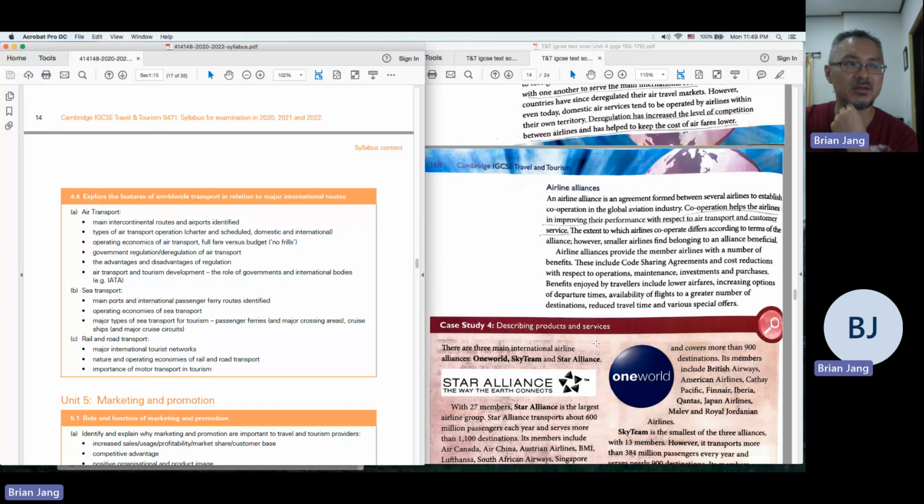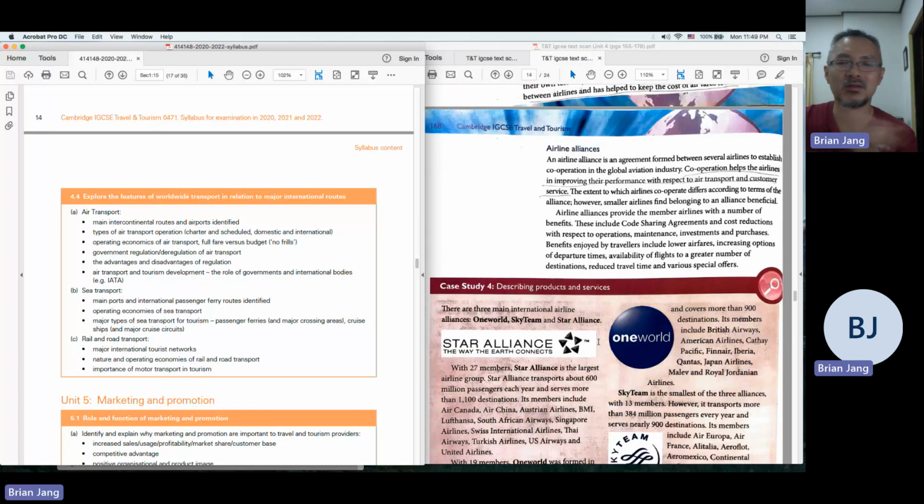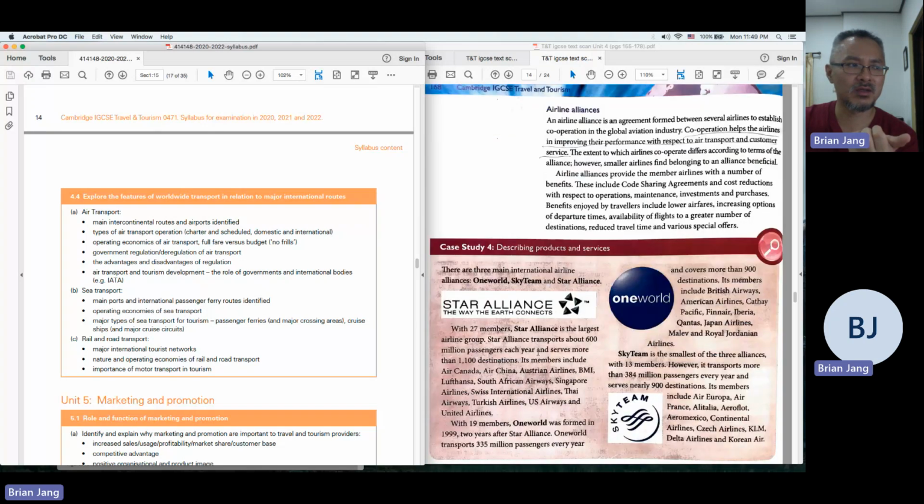But air alliances, airlines don't like working by themselves. That's just too much promotion that they'll have to do on their own. They work in alliances. A lot of airlines are grouped together according to different alliances. So Star Alliance has Air Canada, Air China, Australian Airlines, South African Airways, Singapore Airlines. They're grouped together because they can share the same database and they can promote each other.